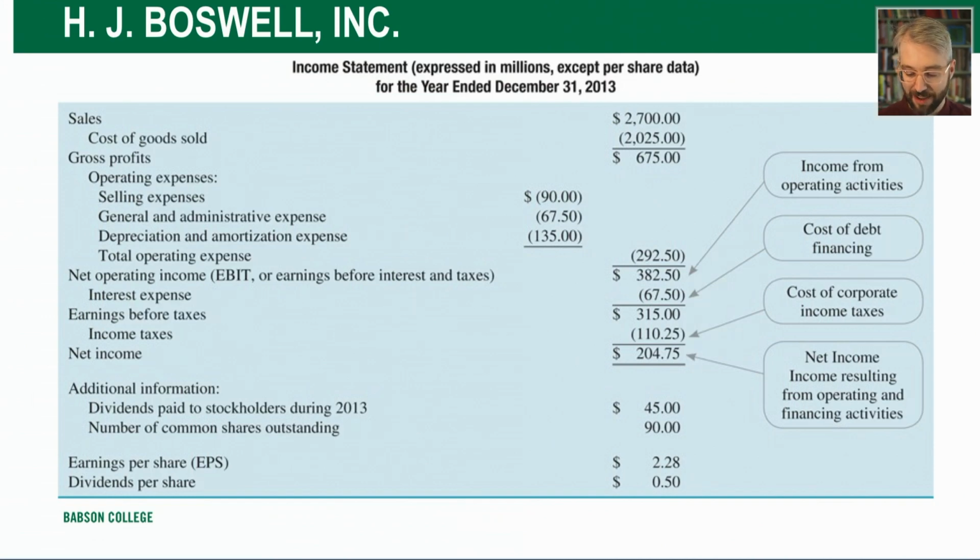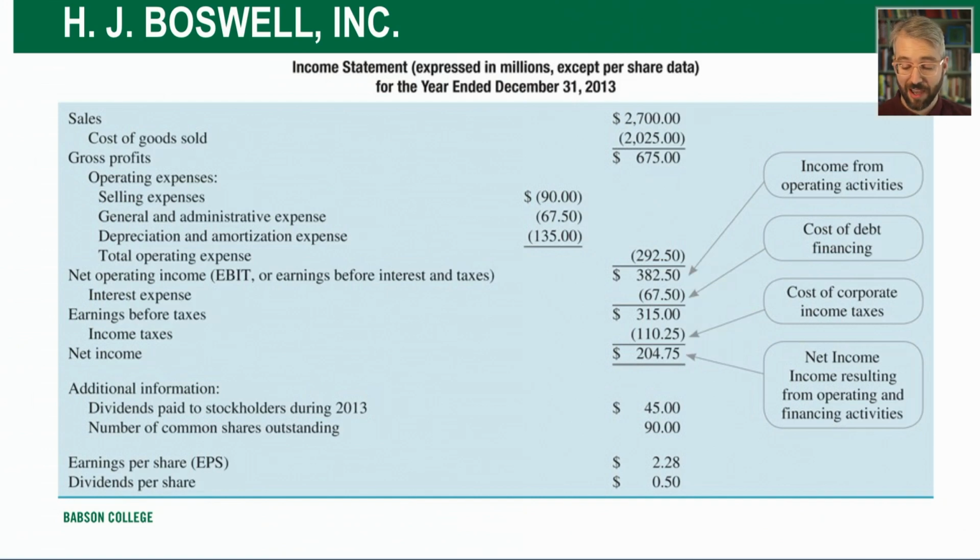Of that $2.7 billion, they spent just over $2 billion actually acquiring inputs or on direct production costs to make whatever it is that Boswell sold. So that leaves them with gross profit of $675. That's that interim subtraction. And whenever you see numbers on any accounting statement with parentheses around them, that just means they're negative numbers or they're getting subtracted. So Boswell's got $675 million left over after paying to produce the things that it sells.